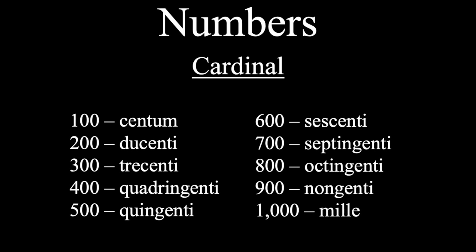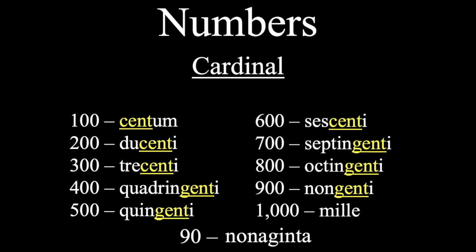Now here there's a little trick that we can use to help us remember which numbers are which. You may have noticed that the multiples of 10 and the multiples of 100 do look somewhat similar. For example, 90 is nonaginta, whereas 900 is nongenti. Here's the trick. If you see the letters Cent or Gent, C-E-N-T or G-E-N-T, in the word, then that tells you that you're dealing with a multiple of 100. Think about 100 cents in a dollar or 100 years in a century. If you don't see that Cent or Gent in the spelling, it's a multiple of 10 instead.